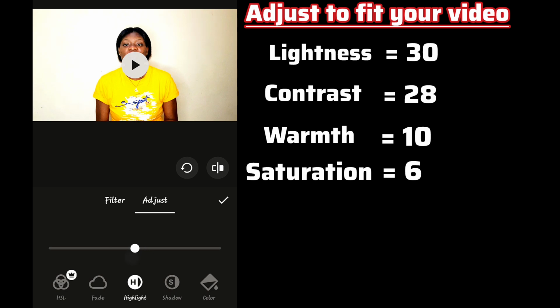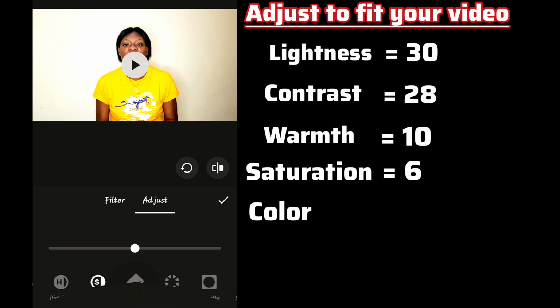Okay, so the next is shadow. What shadow does is that it controls the darker areas. If part of your video looks too dark and you want to reveal some details, you increase the shadow a bit, or reduce it if you want to deepen those dark areas.